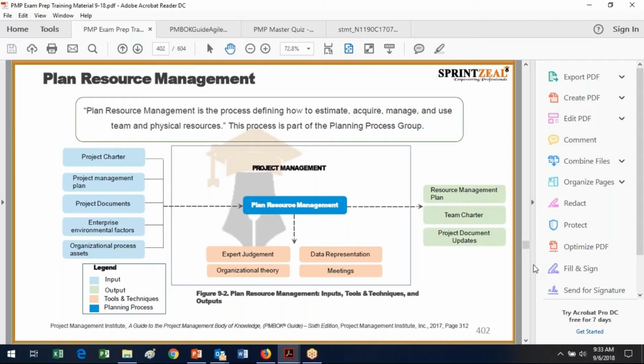Okay, so the outputs are the resource management plan, which follows logically from the name of the process, the team charter, and as I said, we'll talk a little bit more about team dynamics in a minute, and then any project document updates, because you might find that based on the team you have, you find gaps or other things in the various documents. For instance, the requirements documents.